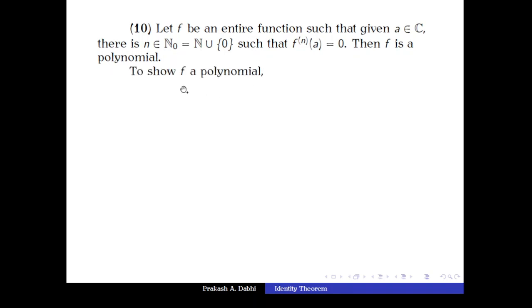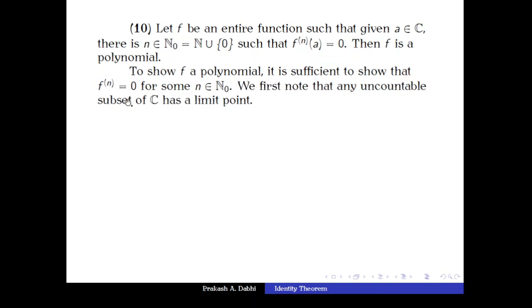Okay, so to show f is a polynomial, what do we need to do? If we can show that for some n, f^(n) is 0, then f will be a polynomial. How? That you need to check, right? To show f is a polynomial, we need to show that some derivative of f is the 0 function.